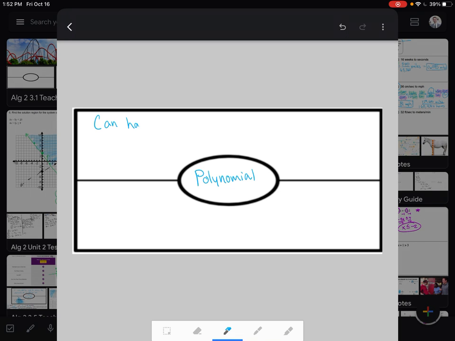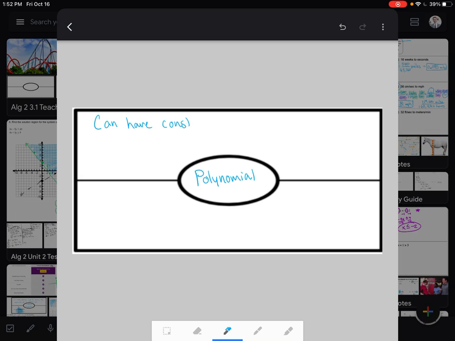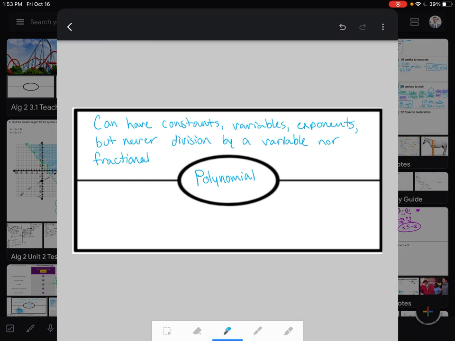So some rules for polynomials are they can have constants, variables, exponents, but some things that they can't have are division via variable, nor fractional exponents. And fractional exponents are just a fancy way to say no square roots.